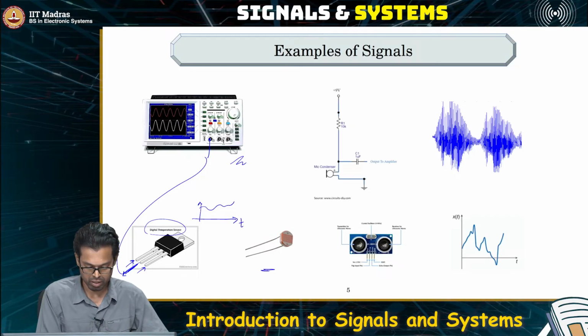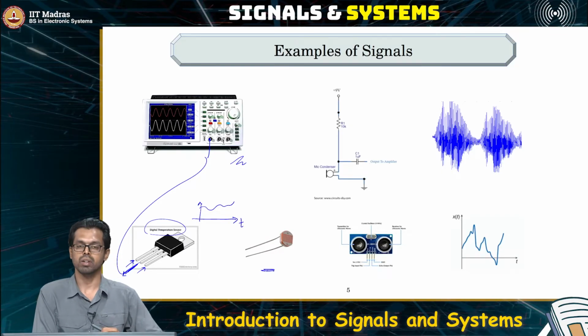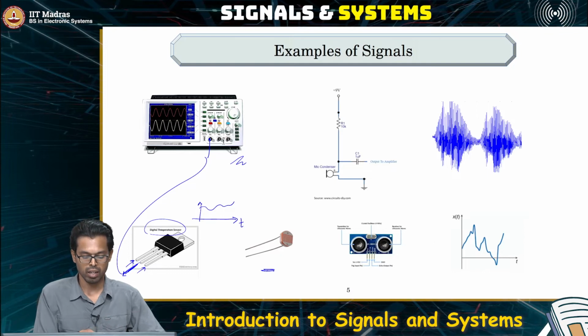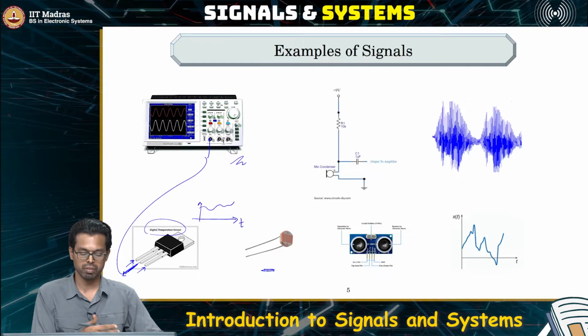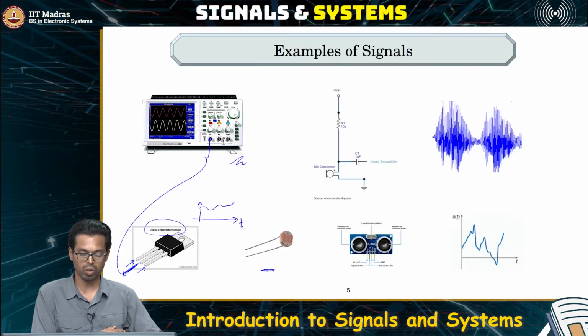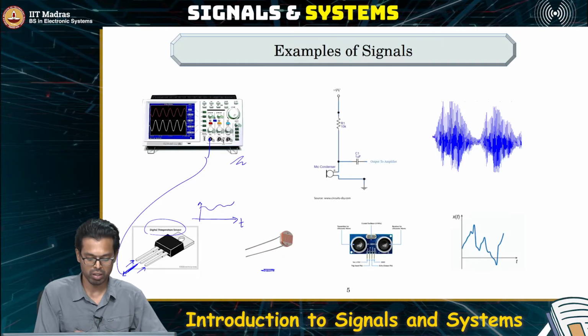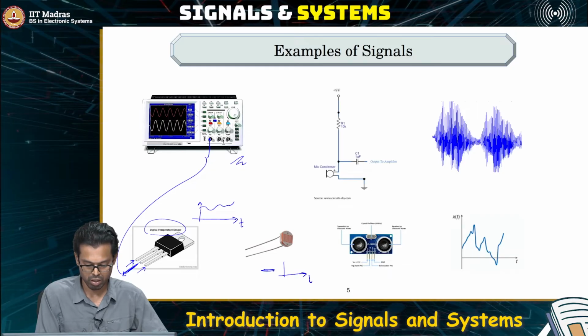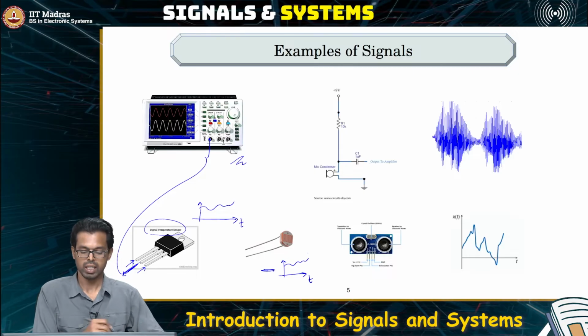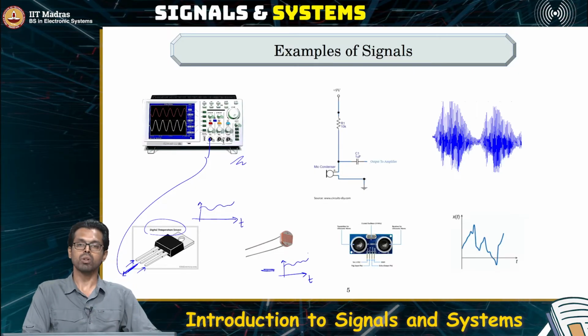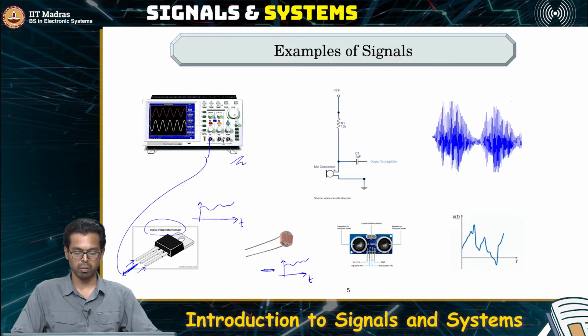Now here, the next example, we have a light dependent resistor, LDR. So you connect this once again to a voltage source and then see what is the variation in the voltage that you get across this resistor, and then plot it in a plot like this. So plot the resistance here. This directly corresponds to the amount of light that is incident on this element.